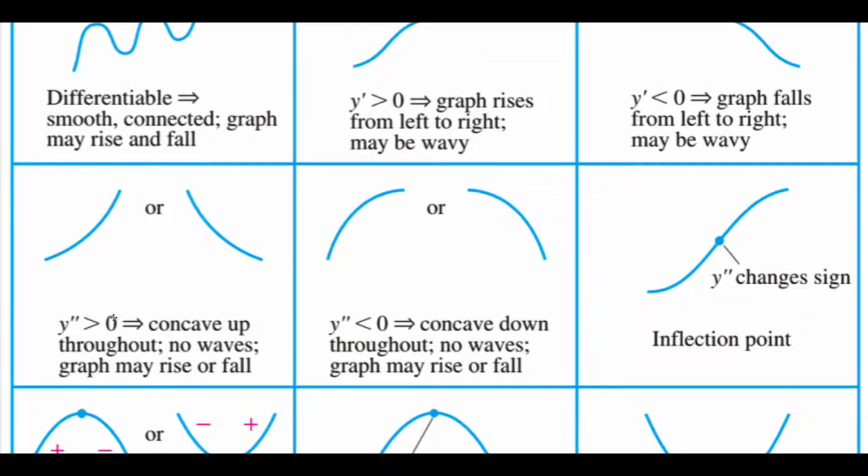Now, talking a little bit about the second derivative, if the second derivative is positive, that means that our graph is concave up. There's not going to be any waves in there, but the graph could be going up or it could be going down, but it still has this concave up look to it. Versus if the second derivative is negative, then we've got this concave down look. And again, your graph could be rising or it could be falling, but it's still got this concave down look. Now, anywhere the second derivative changes signs, that is a point of inflection where your graph changes its concavity.